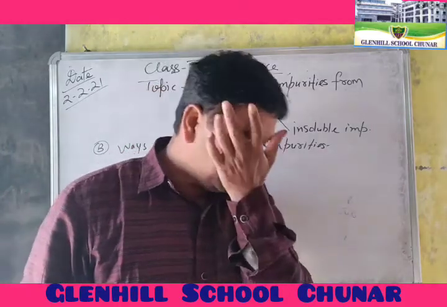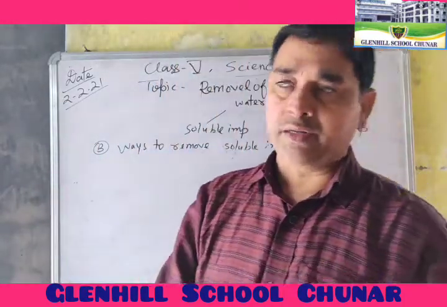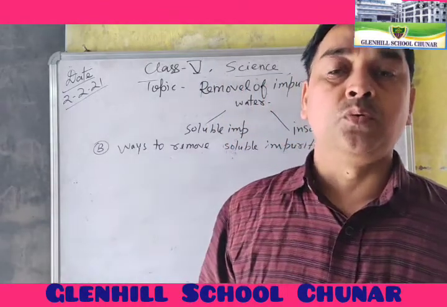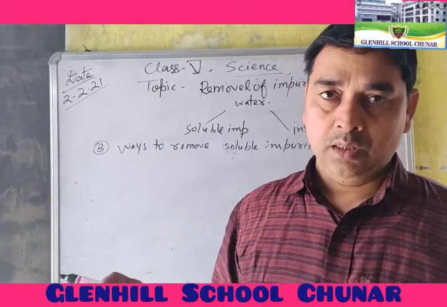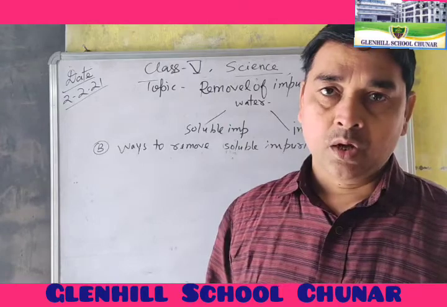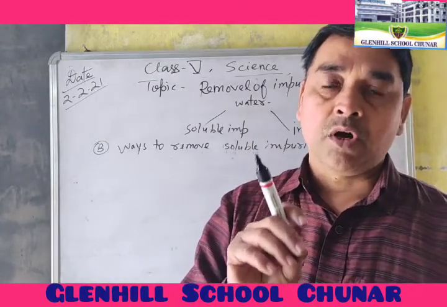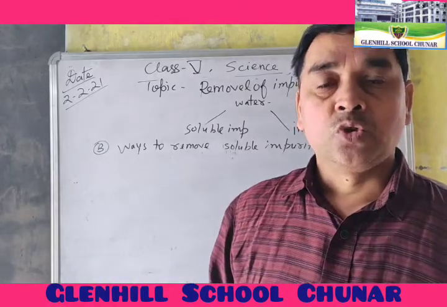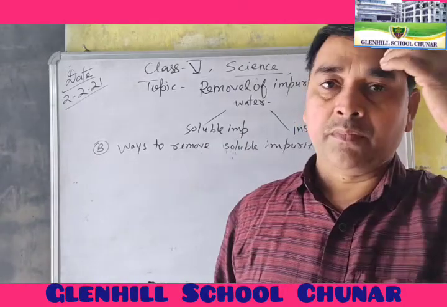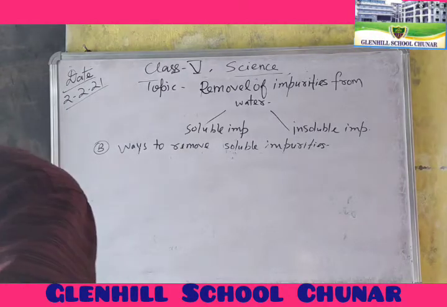In the evaporation method, the impurities, suppose salt, which is dissolved in water, when the beaker is heated for a few minutes, the water will evaporate from the container. Only the crystals of the salt will remain on the bottom of the beaker. So this is the simple way by which we can remove the soluble impurities from the water, by evaporation.